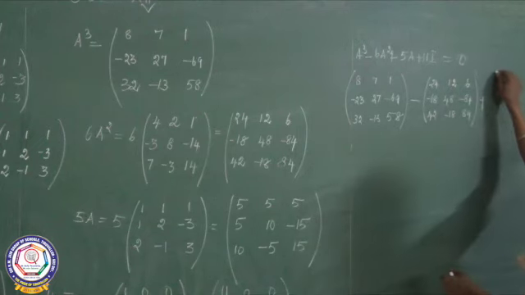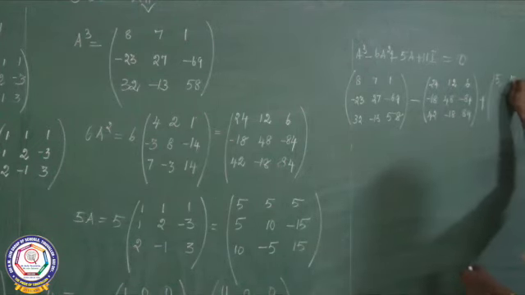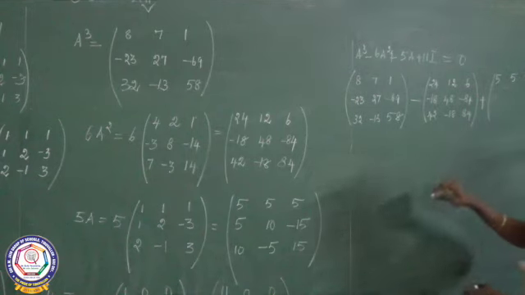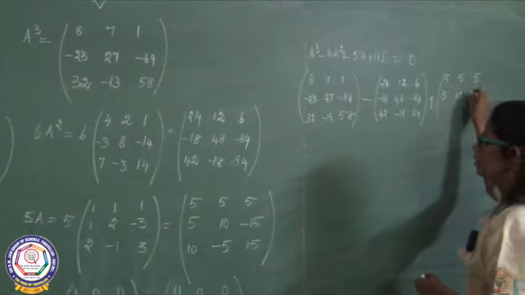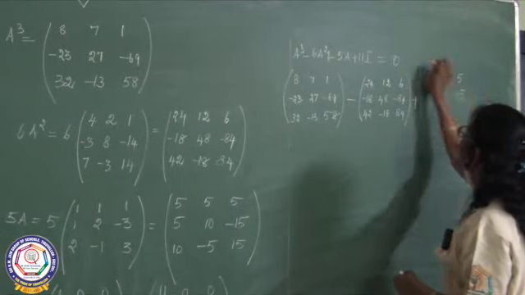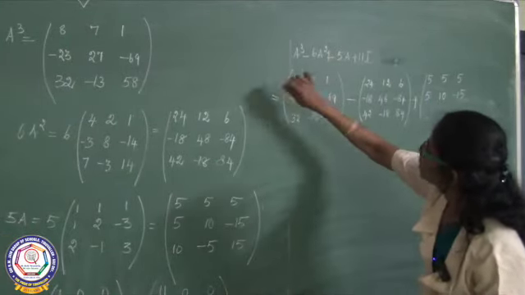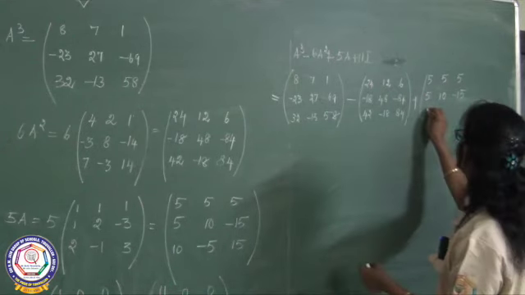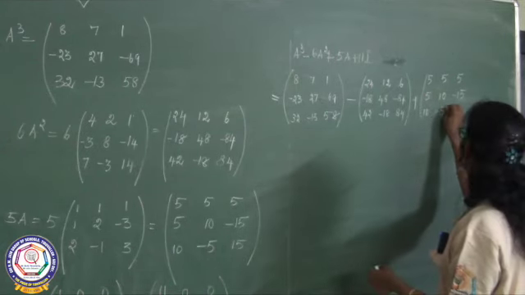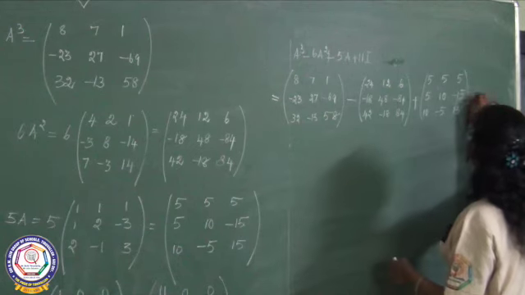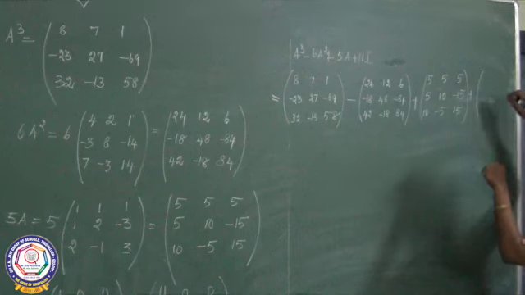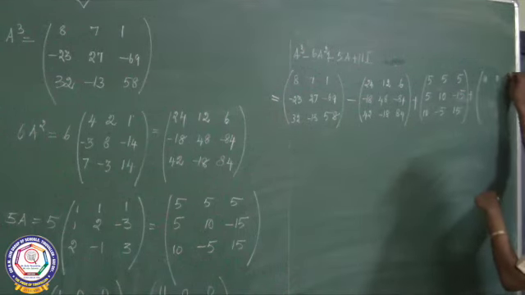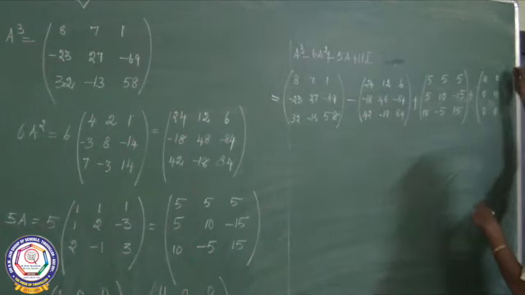Plus 5A: 5, 5, 5, 10, minus 15, 10, minus 5, 15. Plus 11I. You want to prove it as 0, it should arrive at 0. 11, 0, 0, 0, 11, 0, 0, 0, 11.